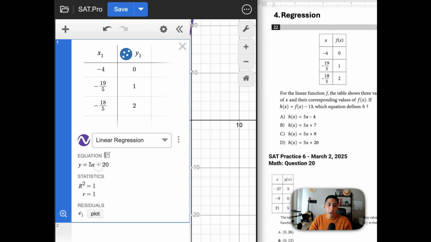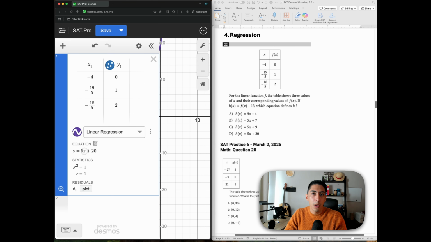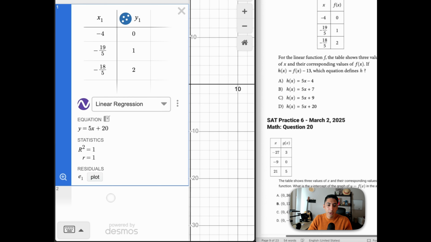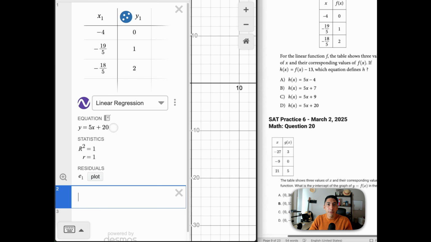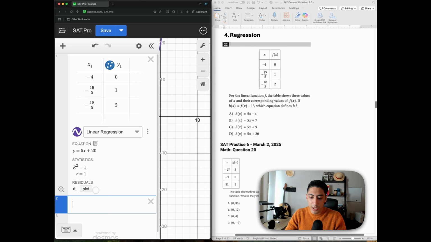It says linear regression, and it gives me an equation for it. Just don't get too excited now. This doesn't mean that this is the answer here. They tell us that h of x equals f of x minus 13. So what I need to do is I just need to subtract 13 from this. So my correct answer here would be 5x plus 20 minus 13, which is just going to be plus 7.